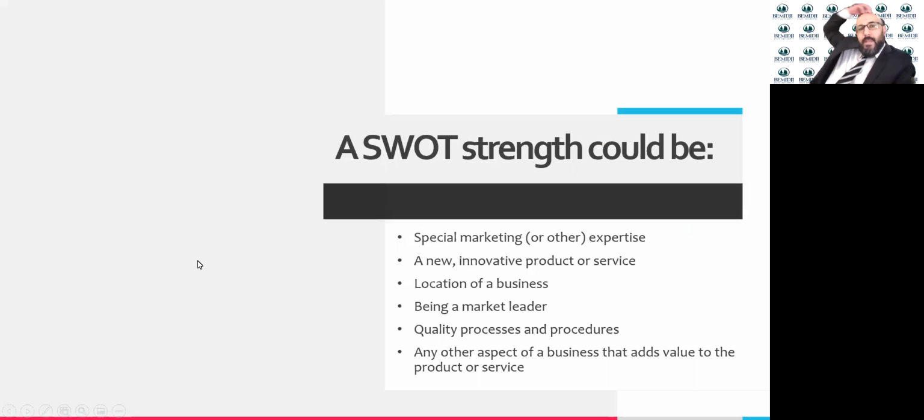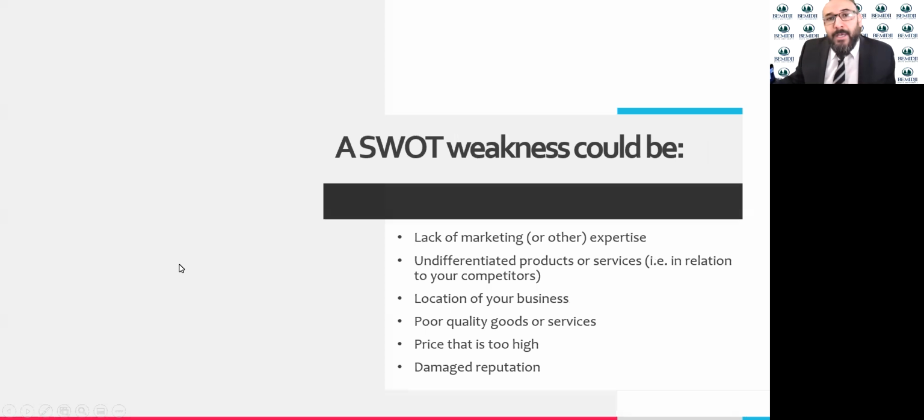All right, let's take a look at the strengths. What will a strength look like? It could be special marketing expertise that you have in the company, or a new or innovative service that you're offering. The location of your business could be used as a strength. Being a market leader is a strength. Quality processes and procedures are also something you should be proud of. Having high standards and high quality could be a strength. Any other aspect of a business that adds value to your service is also considered a strength.